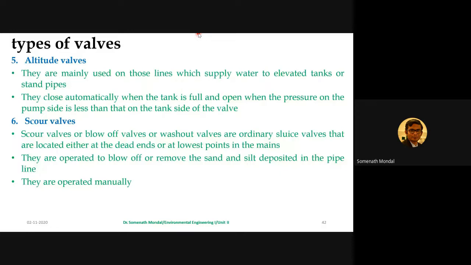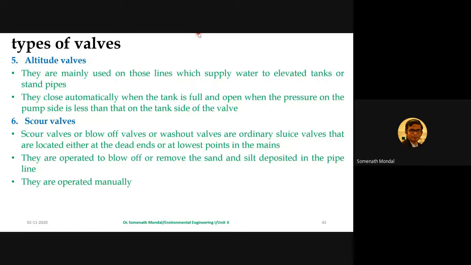When the pressure on the pump side is less than that on the tank side of the valve. So that is the way it helps in maintaining uninterrupted water supply, because it ensures no loss of water or wastage of water, because it will automatically close once the tank is full. And at the same time, if the tank is not full, then the valve will get opened, and the water which is coming from the pump will go and get stored in the tank. So this is the main function of altitude valves.